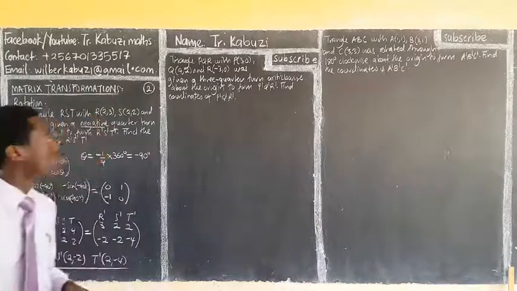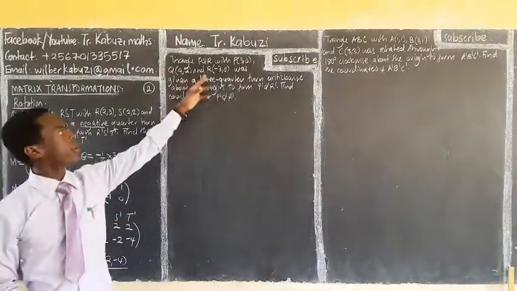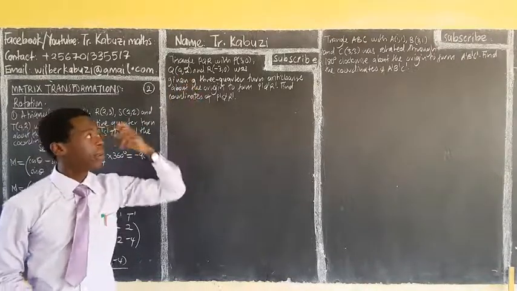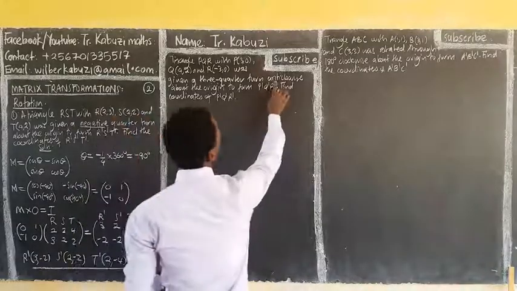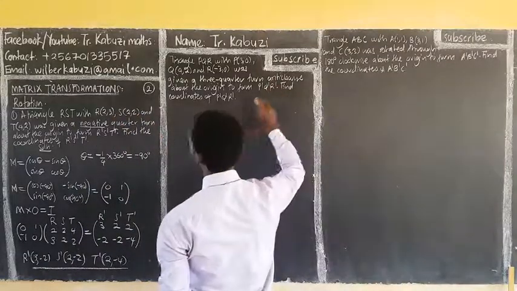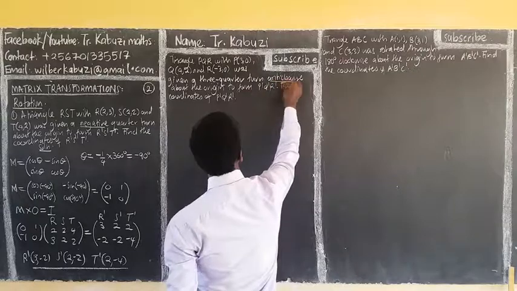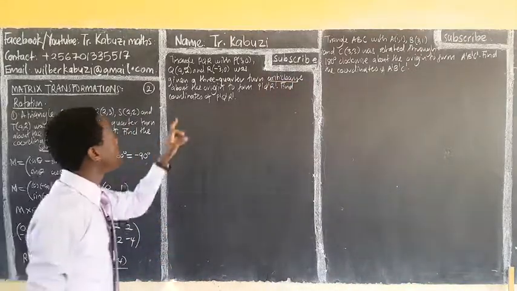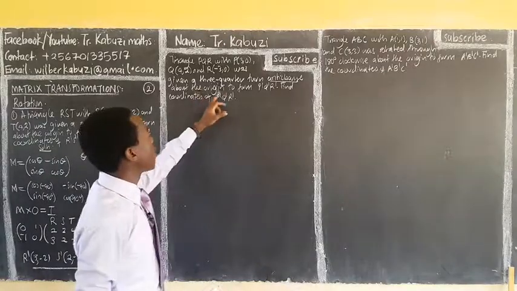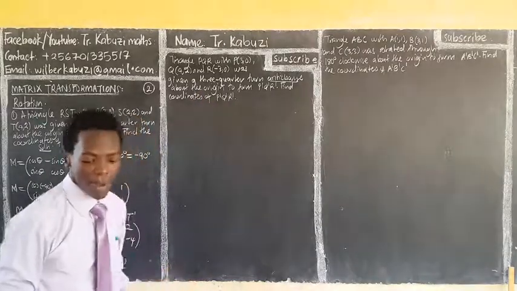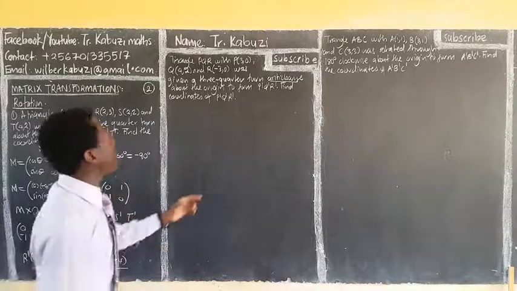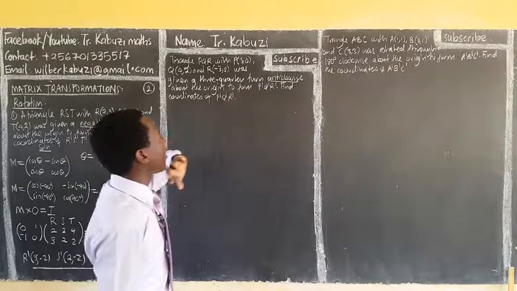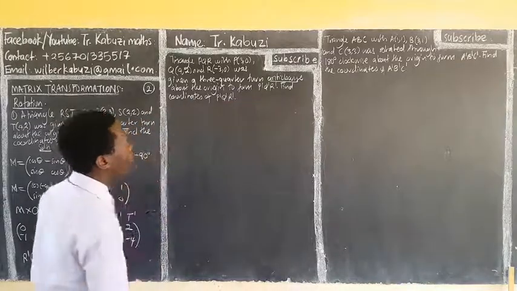Now, when I come to this one, the triangle PQR with P, Q, and R was given a 3/4 turn anti-clockwise. Our major word here is anti-clockwise. The moment you say anti-clockwise, it means a positive turn about the origin. When you see the words about the origin, it means that we can use our matrix of rotation. Find the coordinates of P prime, Q prime, and R prime.